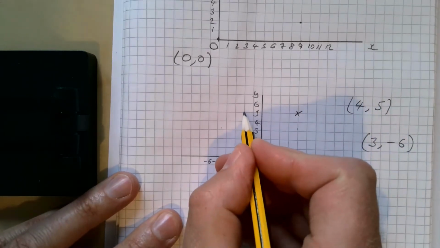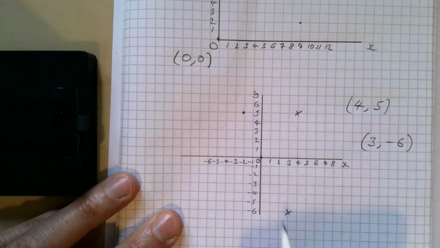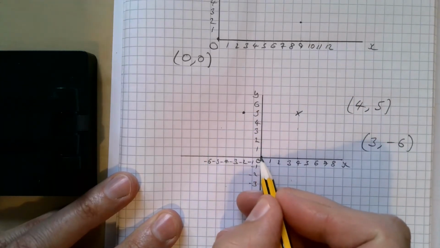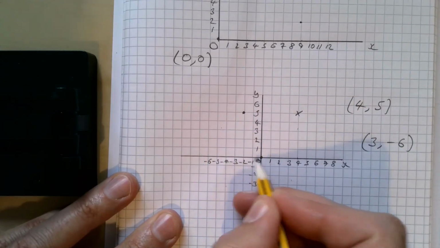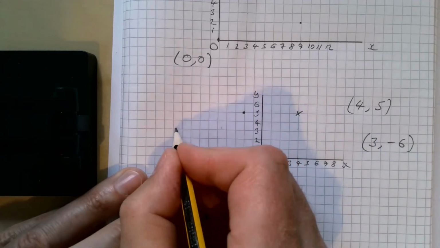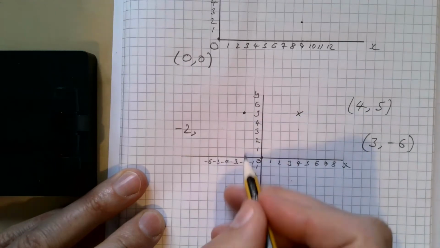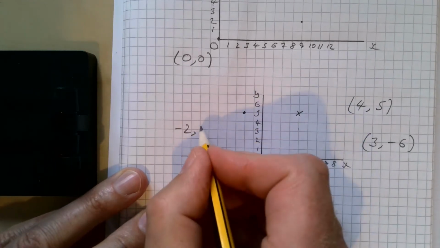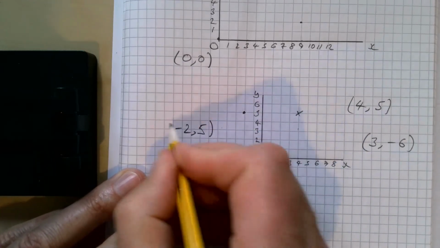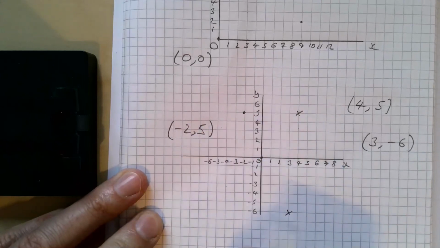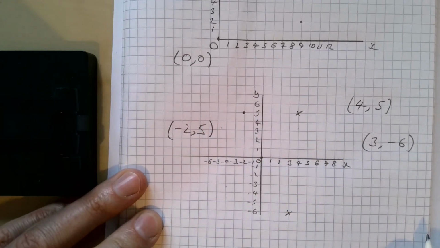What about this point here? So the x coordinate, so how many do I go across? I go back 2, so that would be minus 2. And then how many am I going up? Now it's a positive up. I'm going up, I'm not going down here, so that would be then a positive 5. Again, remember your brackets, remember your comma, and get your pluses and minuses in the right place.